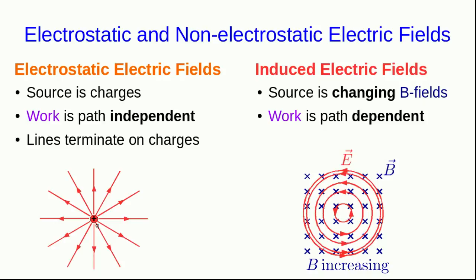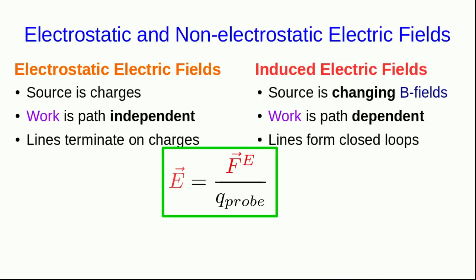For electrostatic electric fields, the E field lines always terminate on charges. They come out of positive charges and go into negative charges. But induced electric fields are not produced by charges, and so they don't terminate on charges. The lines form closed loops.